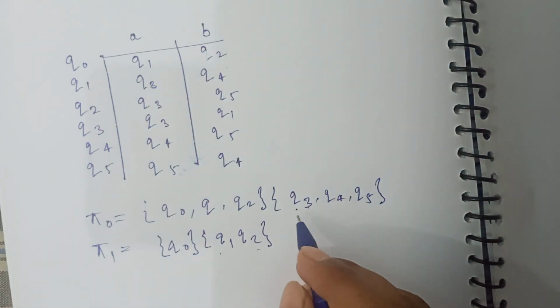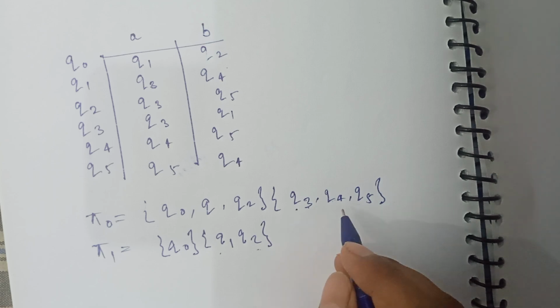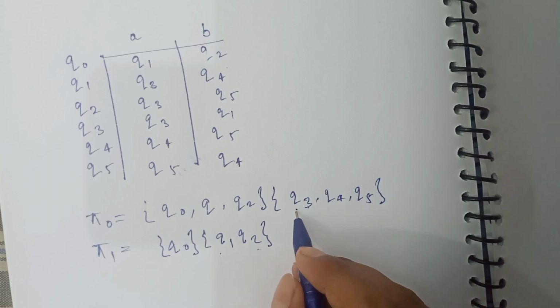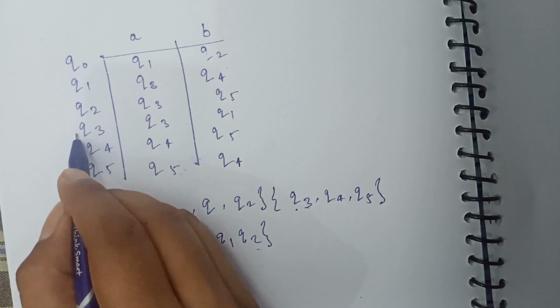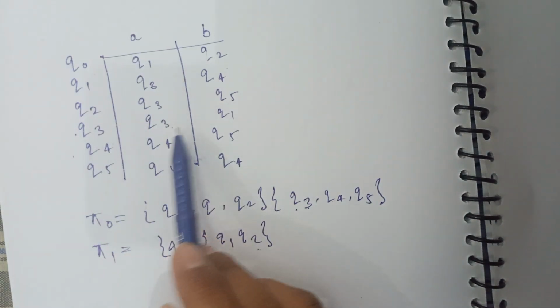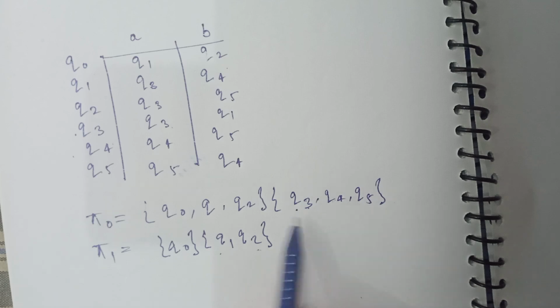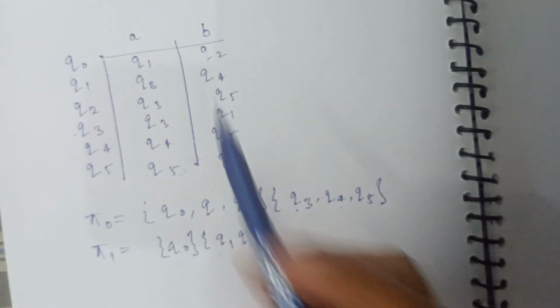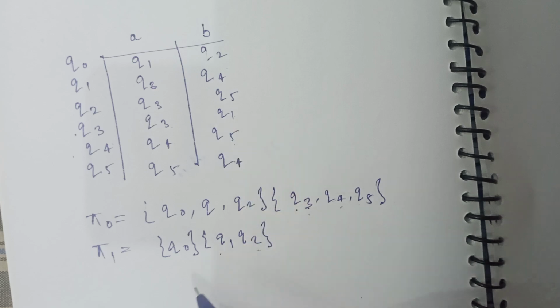Now let's move further. We have in this group Q3, Q4 and Q5. So let's take these two, Q3 and Q4. For A, Q3 and Q4 go to Q3 and Q4, so for A they do not lie in different groups, both are in the same group. But for B we can see they go to Q1 and Q5. So Q1 and Q5 are in two different groups.